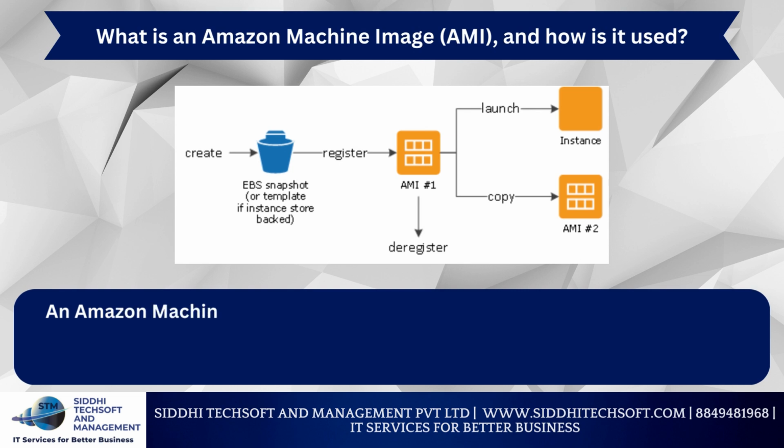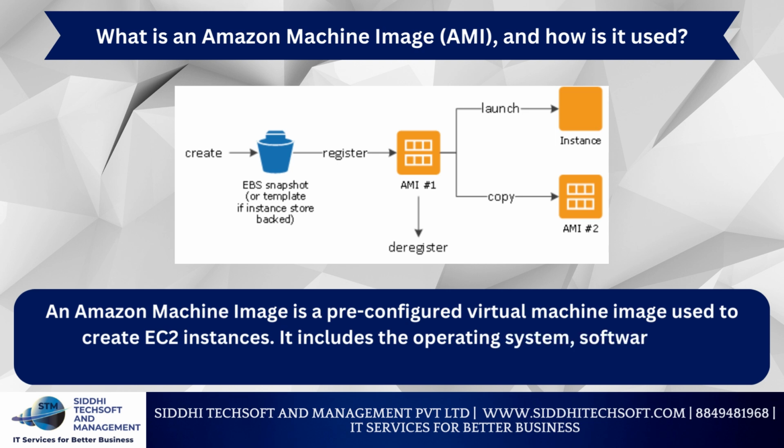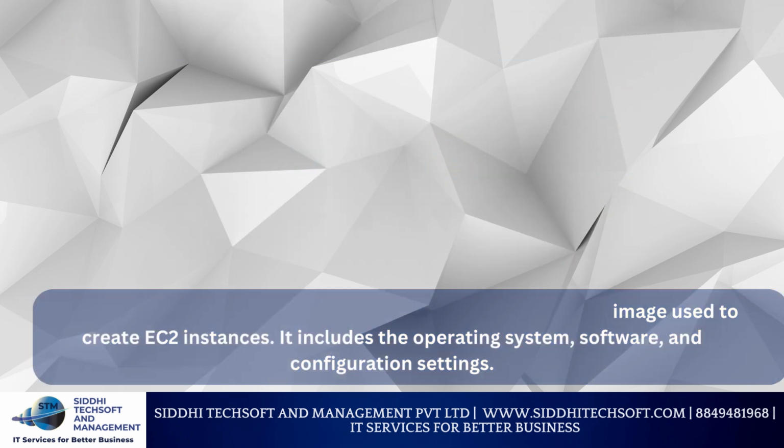What is an Amazon Machine Image, and how is it used? An Amazon Machine Image is a pre-configured virtual machine image used to create EC2 instances. It includes the operating system, software, and configuration settings.